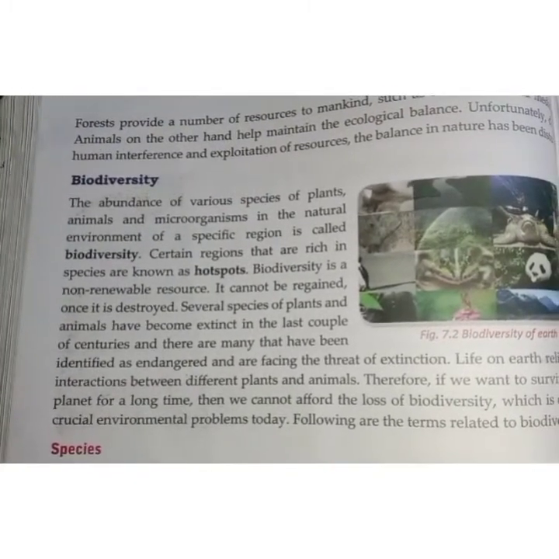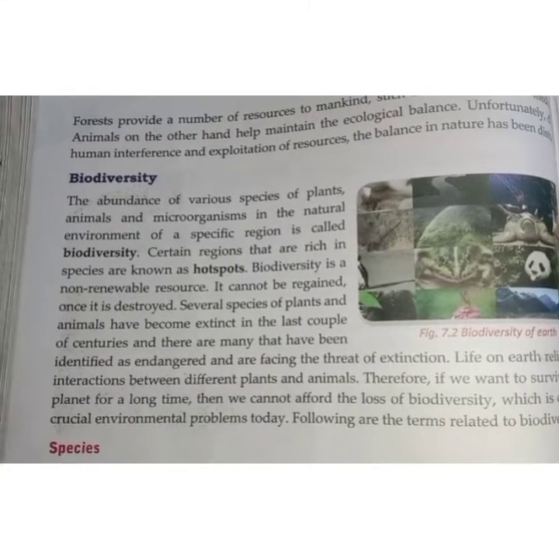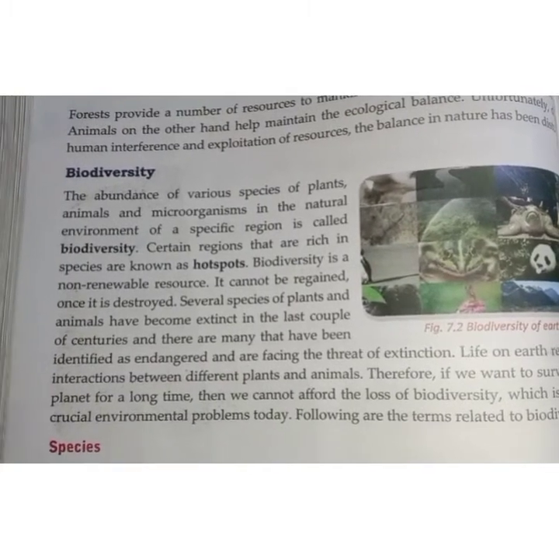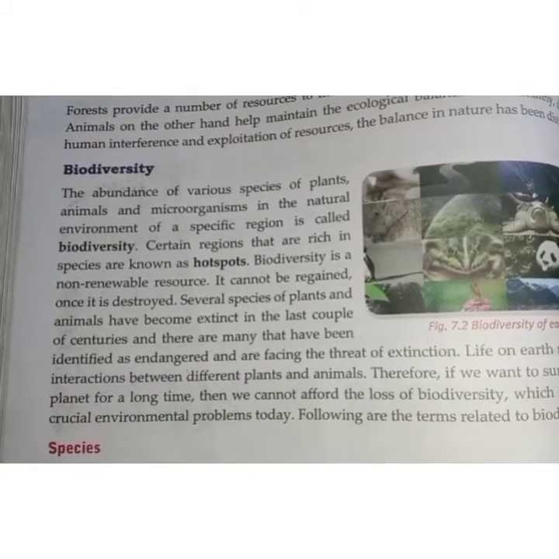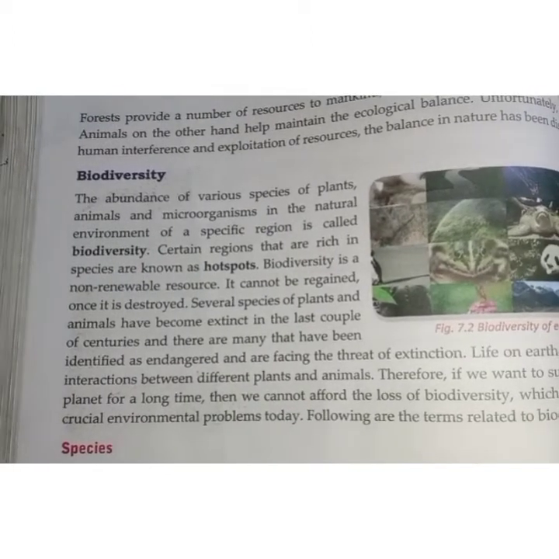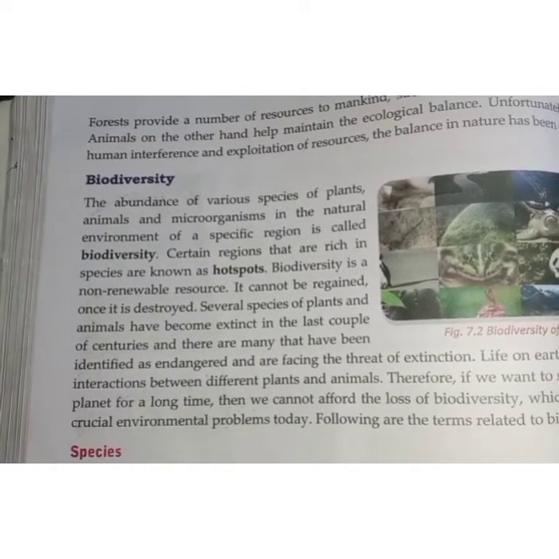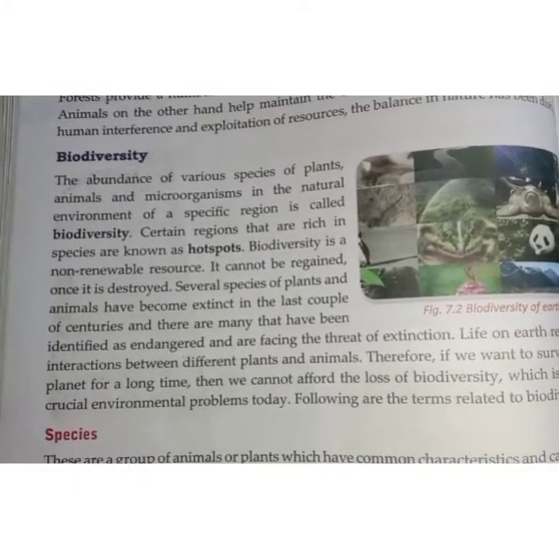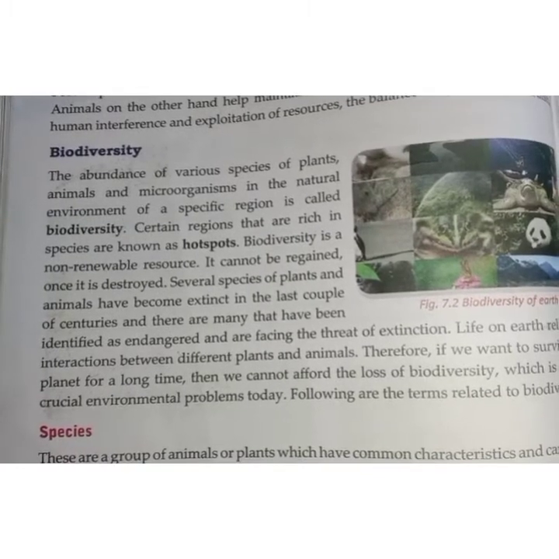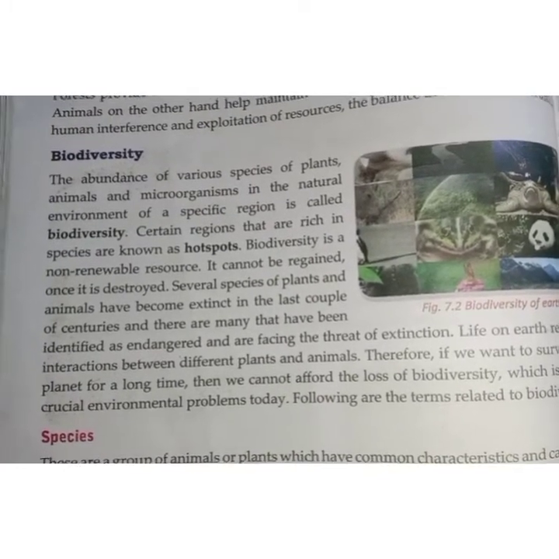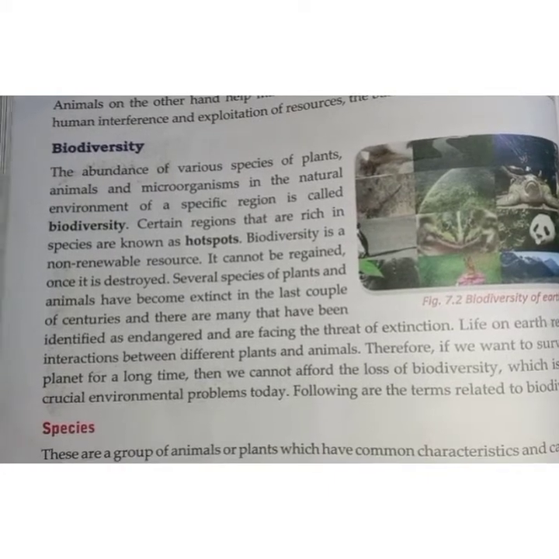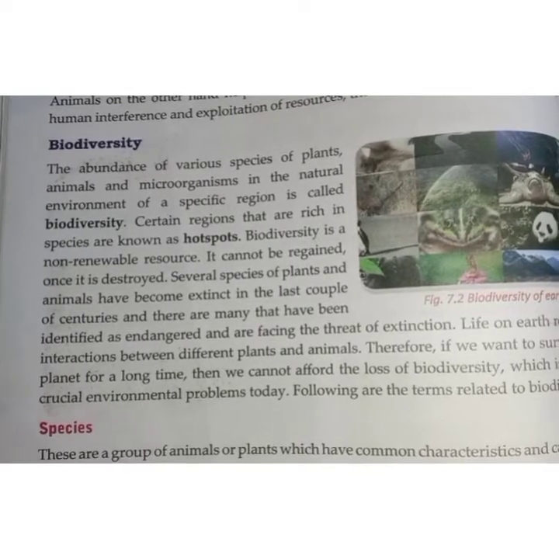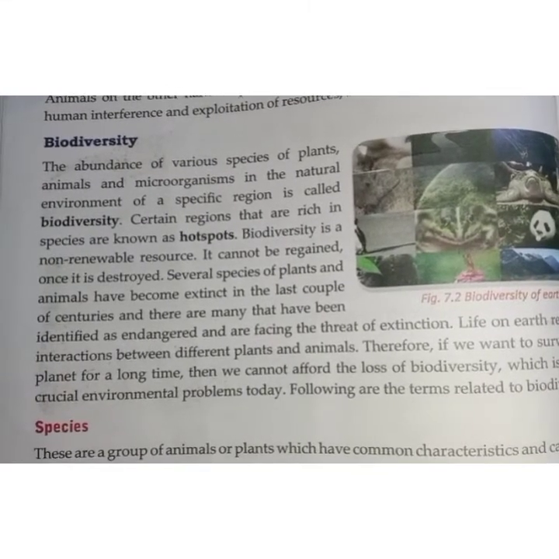1.7 to 1.8 million organisms are present on Earth. These organisms are different from each other in shape, size, color, pattern, internal structure, appearance, nutrition, behavior, etc. But they all are interconnected. Then, certain regions that are rich in species are known as hotspots. Biodiversity is a non-renewable resource. It cannot be regained. As we know, non-renewable resources are exhaustible.